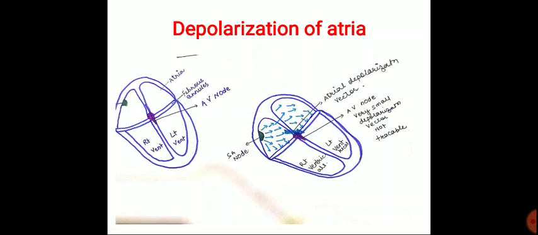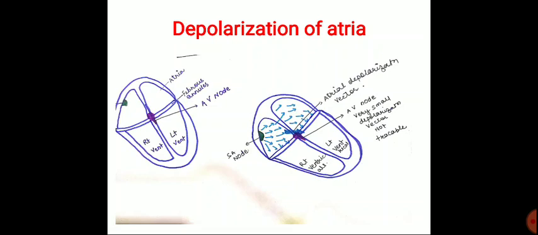So the first electrical activity is the depolarization of the atria. An atrial depolarization vector is produced, which is a small vector directed downward and toward the left side, with moderate velocity. It is a small vector because atrial musculature is very thin. Atria do not have a fast conducting system, so it moves with moderate velocity.